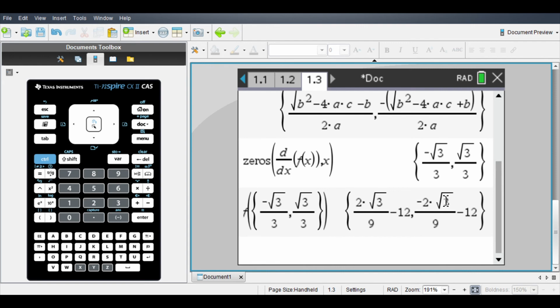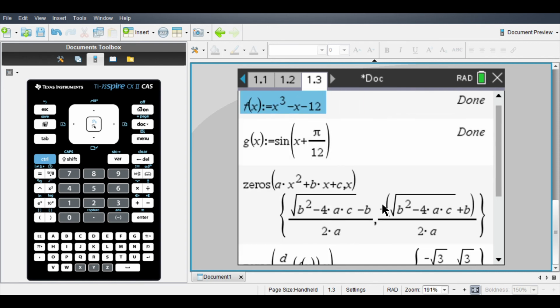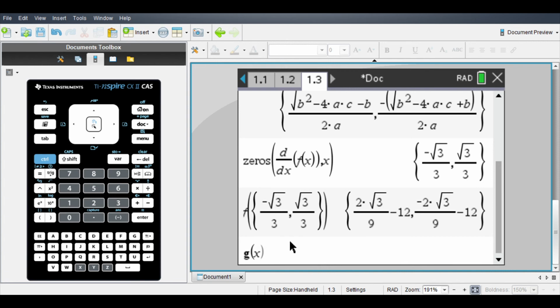So another instance where zeros can be useful is when you need to convert your answers to a certain form. So see, we have this g(x) here. Suppose we want to find out when g(x) equals 0.5 for x between negative 2 pi and 2 pi, but we want the answers in degrees. So now, a really clever way to do this would be to bring this 0.5 to the other side and then use zeros.